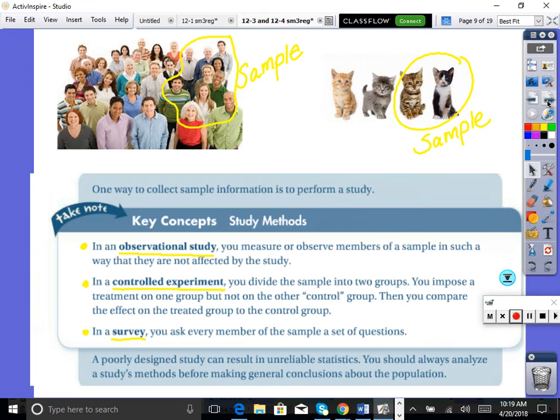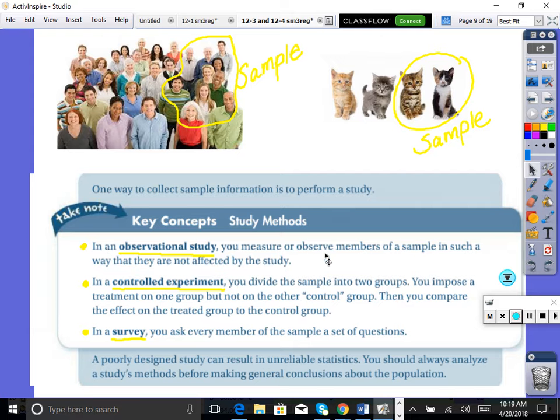Now, here's the thing. You have a population, like look at these people, I select a sample. Now I have to do something with the sample. So here are the different studies that you can do. You're trying to get information. Here are the different ways of getting information, the different studies. The first one is an observational study.